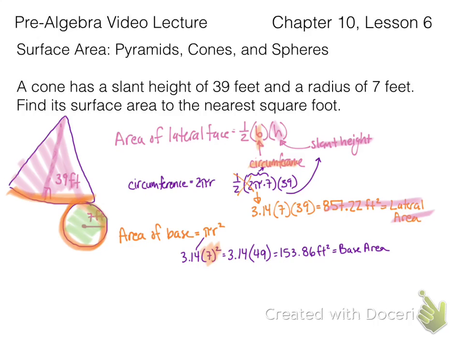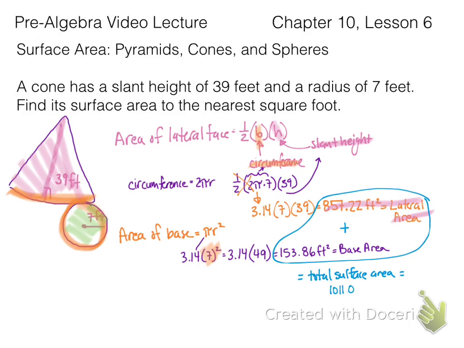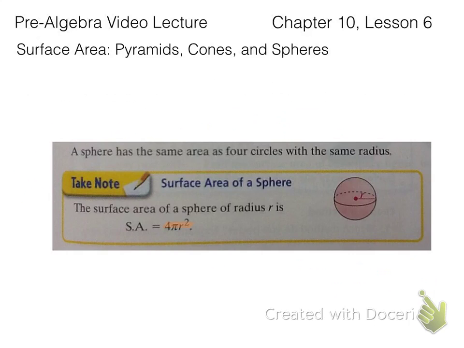So now we need to add the area of the lateral face and the area of the base. Put them together, and we get the surface area of 1,011.08 feet squared. But since they want us to round to the nearest square foot, that's 1,011 square feet.